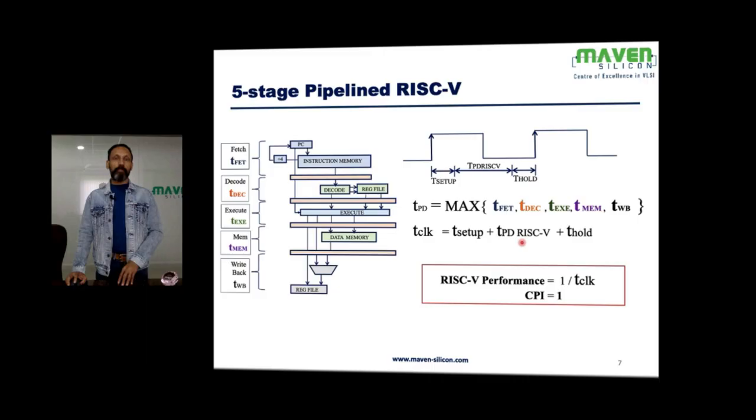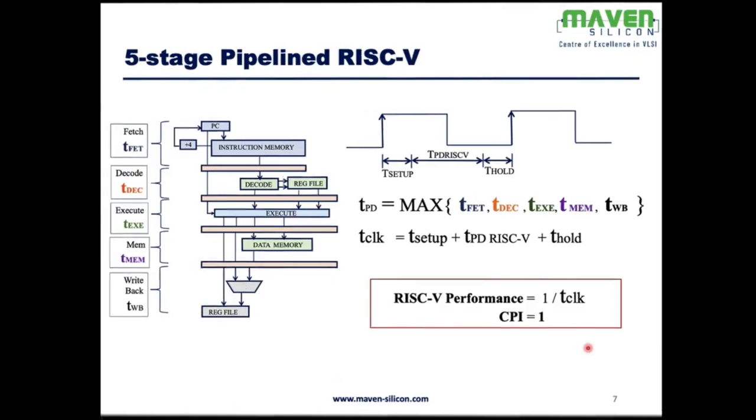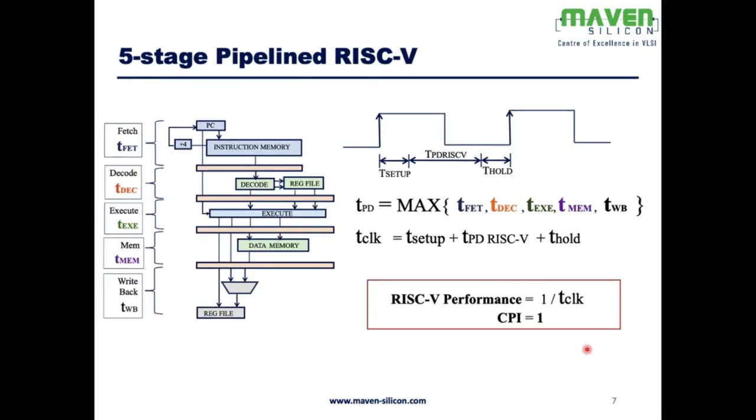Remember, when it comes to a multi-stage pipeline processor, we consider the maximum delay of one of the stages, not all the delays. That's how we try to reduce the clock period. If we can reduce the clock period, obviously it's going to improve the clock frequency. So in this case, RISC-V performance in terms of frequency is going to be 1 by T clock, and we need to maintain CPI as 1. That's where we need to look at how to fill the pipeline stages so that we can execute things in parallel.